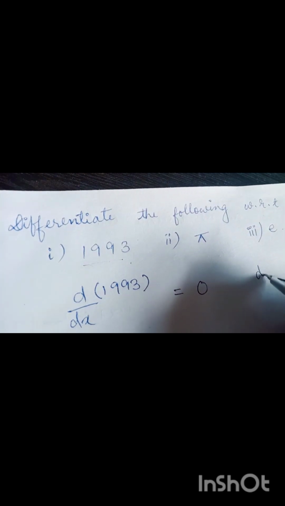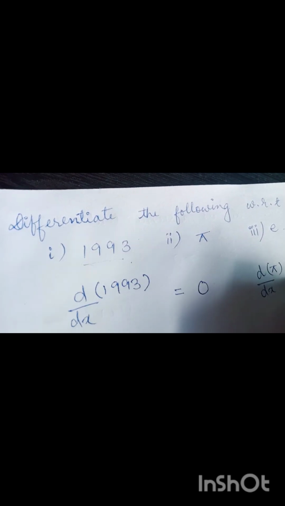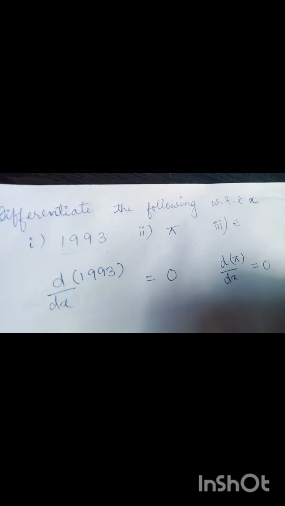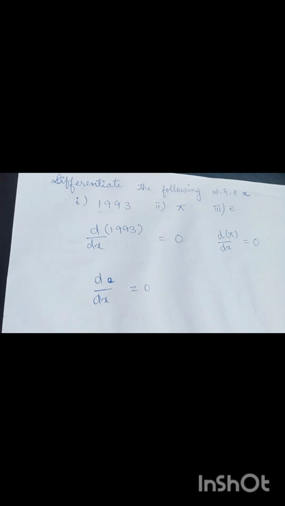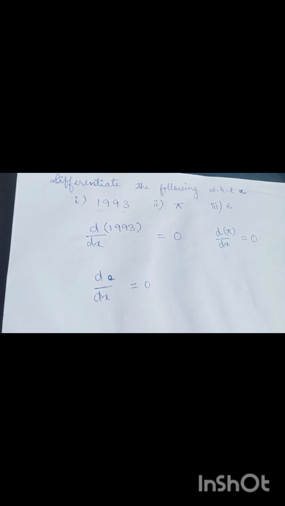Similarly, differentiation of pi with respect to x also gives us 0 because it is also a constant. And differentiation of exponential e is also equal to 0 because it is also a function which doesn't vary with x. So any constant or isolated constant, when differentiated, will give us the ultimate answer, that is 0.